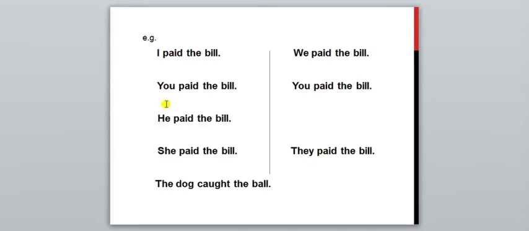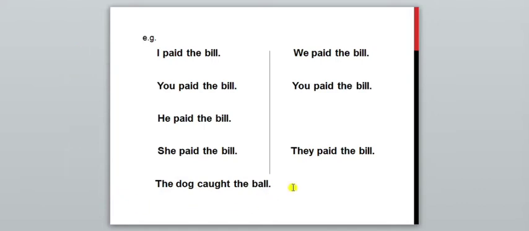Third sentence, third person pronoun, that is he. He paid the bill. She paid the bill. The dog caught the ball. Here see what is there? It. But instead of that, what we have used here? We have used the noun, the dog. And the last one, they paid the bill.